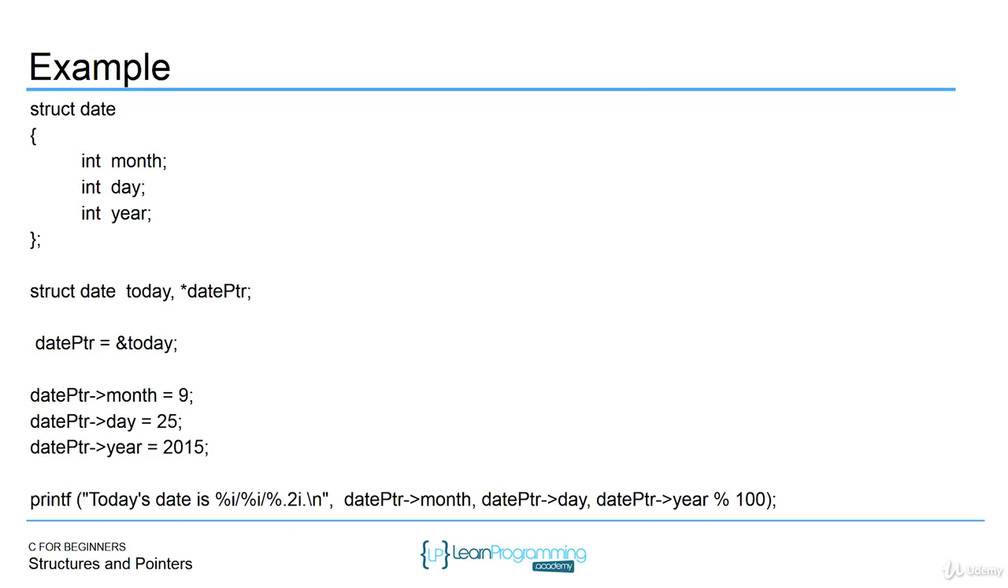So here's an example. We're creating our struct date. We have 3 elements. Then we're creating our pointer, date pointer, and we're creating just a regular variable of today. We assign to our pointer the address of today, and then to assign actual elements of the struct, we just use that dash greater than, and then we can print it out. So let's look at this in code blocks to see how this works.